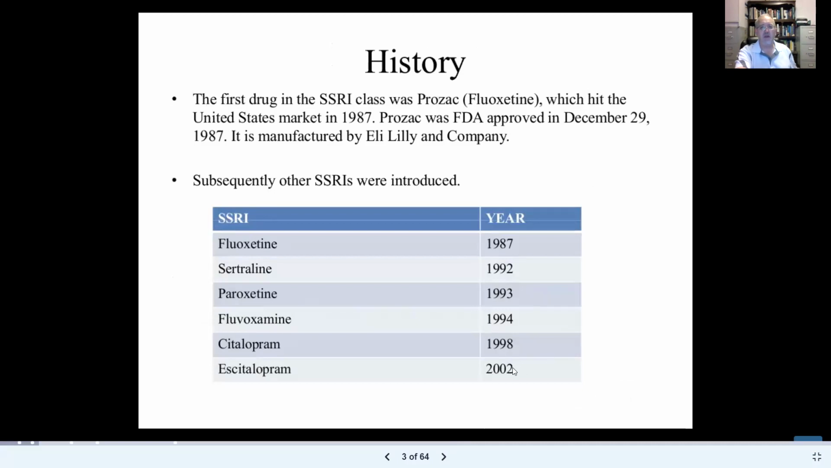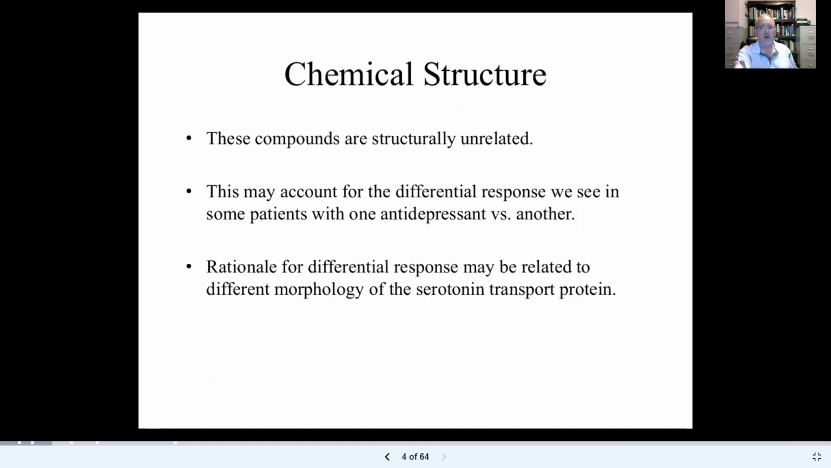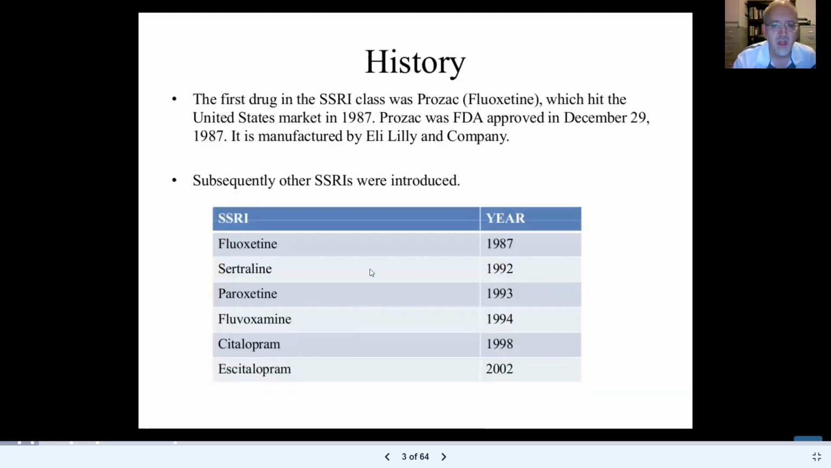Okay, the first SSRI was Prozac, which is also called fluoxetine. Fluoxetine is the other name for Prozac. They are structurally unrelated. So what that means is each of these SSRIs, fluoxetine, sertraline, paroxetine, fluvoxamine, citalopram, and escitalopram, are not chemically related.